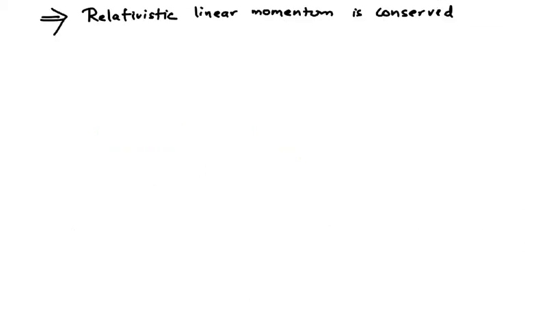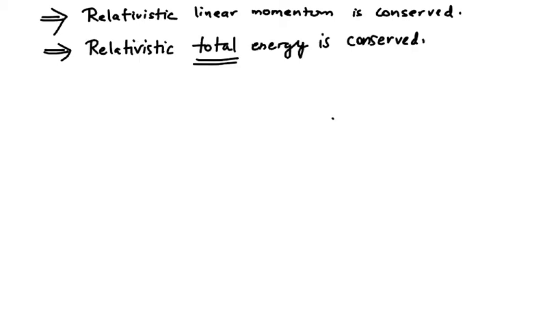So just revising a little bit, we found a new relativistic linear momentum equation, and we also know that this relativistic linear momentum is conserved. Second, we found an equation for relativistic total energy, given by E equals K plus E naught. So this relativistic total energy is conserved. So we can no longer use the equation of conservation of kinetic energy. We have to use the relativistic linear momentum conservation equation or the relativistic total energy conservation equation.